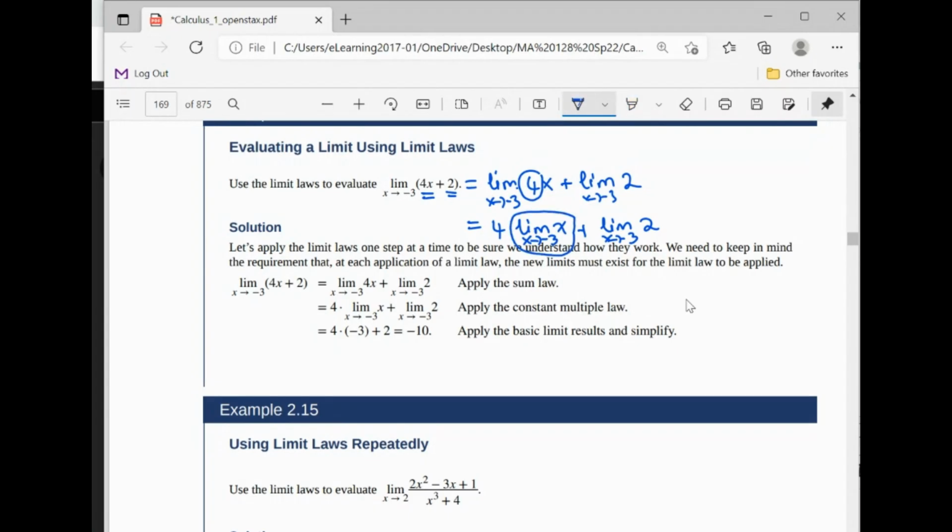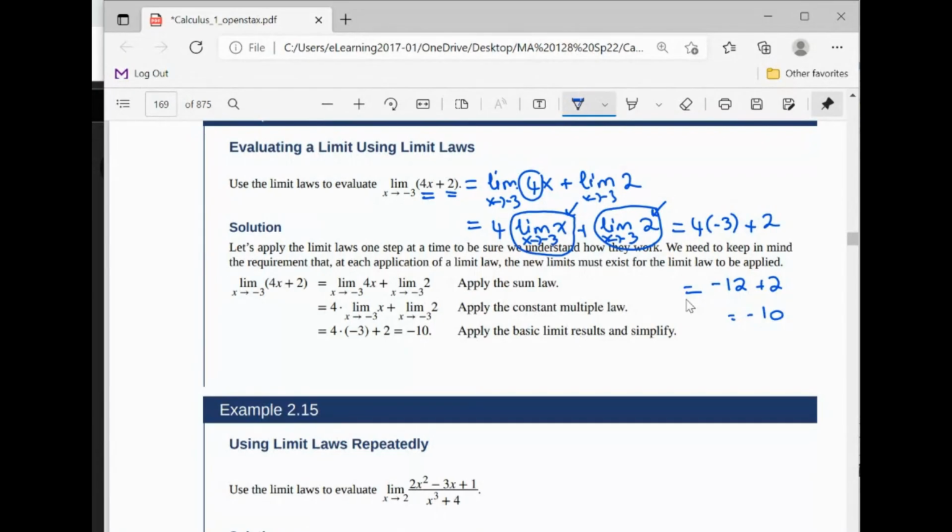What is this limit? We had said that this is just the function x, and we can in fact just plug it into the function. Since this function is defined at -3, this limit will be 4 times -3 plus, and this is the constant function. So these are the basic rules. We just reduced the problem to applying the basic rules. So this will be simply plus 2, because this is constant. It's always 2. So when we do this evaluation, negative 12 plus 2 will be negative 10.